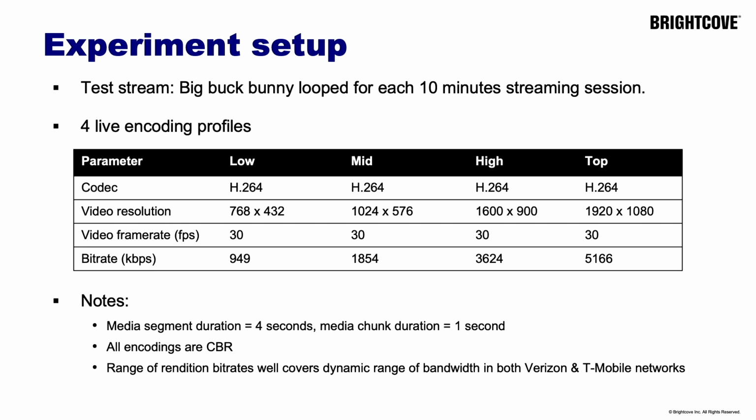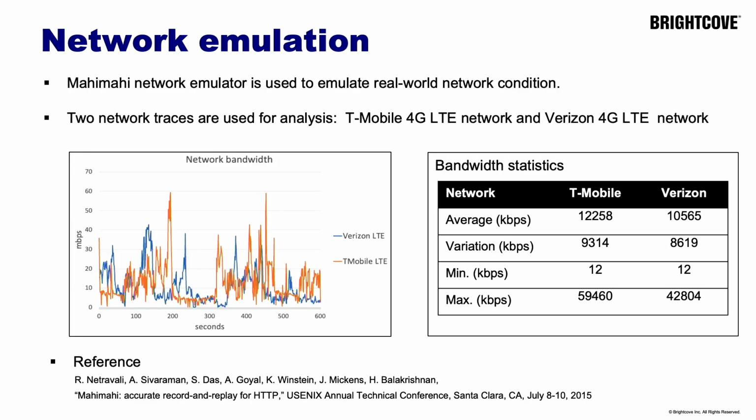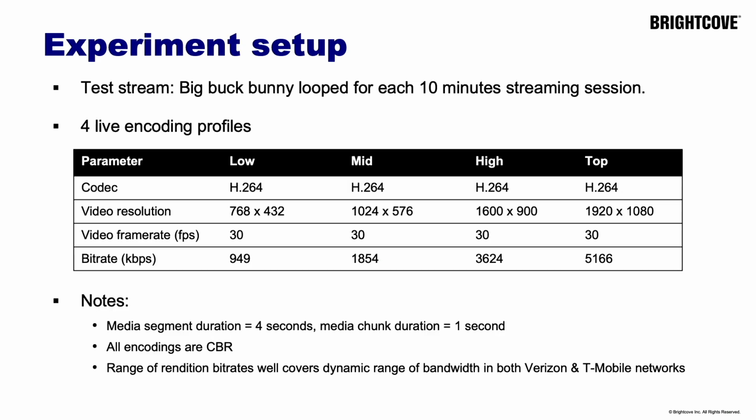Video frame rate is 30 FPS. Bit rate is about 1 megabit per second to about 5 megabits per second. So this well covers the dynamic range of the available bandwidth in both of the two network traces we're using, which are the Verizon LTE network and the T-Mobile LTE network that come with the Mahimahi network emulator. One more thing: the media segment duration is 4 seconds. Media chunk duration is 1 second.